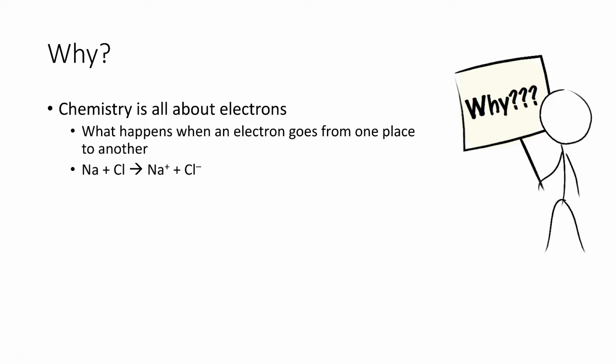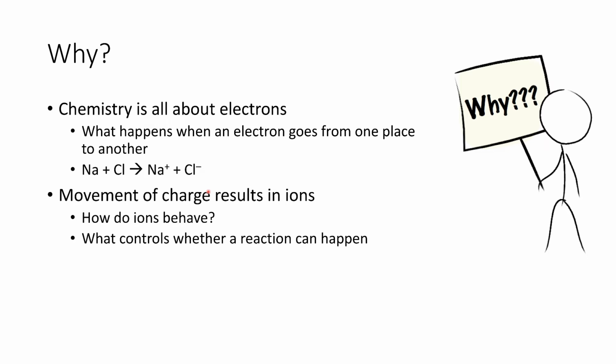The example here is when we have sodium and chlorine reacting together, the electron hops from the sodium to the chlorine and forms these ion pairs. Okay, and this is what forms salts. So we are interested in what happens when this electron goes from one place to another. So fundamentally, this movement of charge results in ions. So we need to understand a little bit about how ions behave and what is it that controls whether or not a reaction can happen under these conditions.